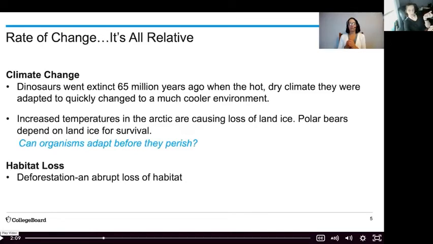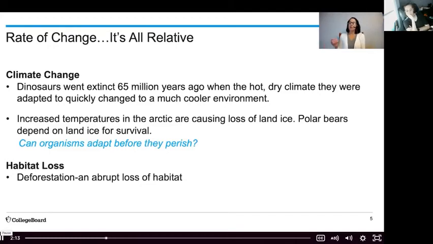And the question right now, with global climate change happening so rapidly, is which species are going to be able to adapt fast enough and not perish? That's both aquatic changes that are happening and terrestrial changes that are happening, just because of the speed at which that change is occurring. So let's talk about habitat loss as well.